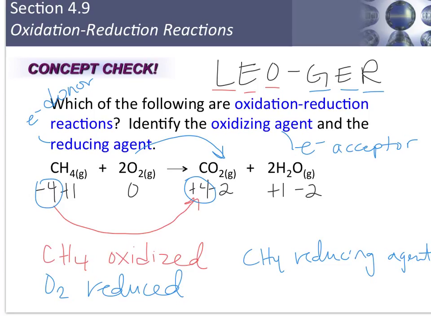And the oxygen went from a 0 to a -2, so it accepted electrons. That means the oxygen is the oxidizing agent. Notice that when I named the oxidizing and the reducing agent, I named the whole compound, not just the element in the compound.